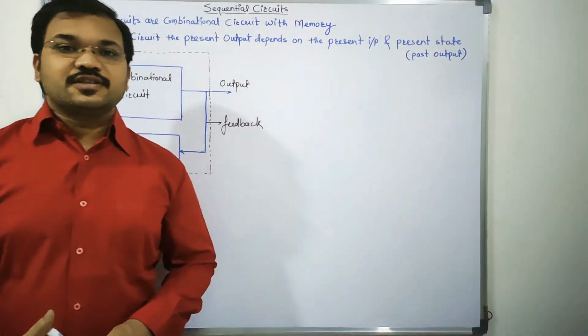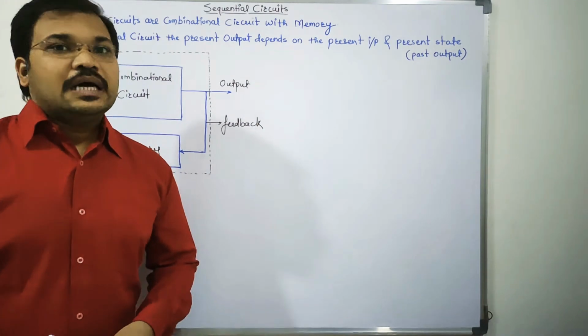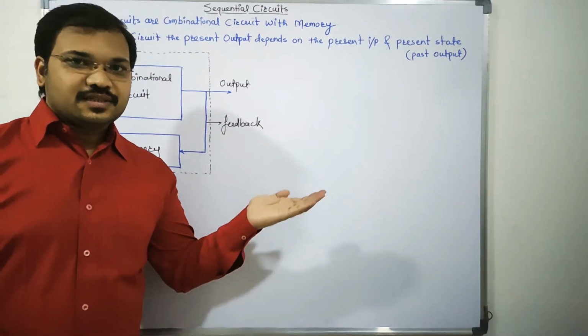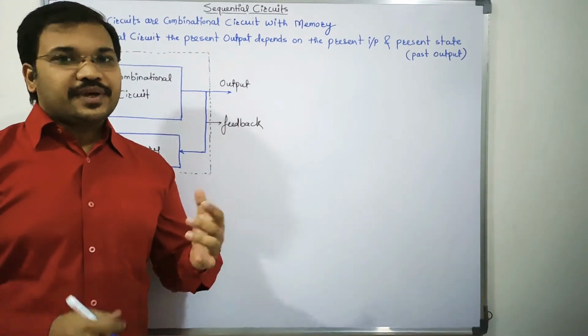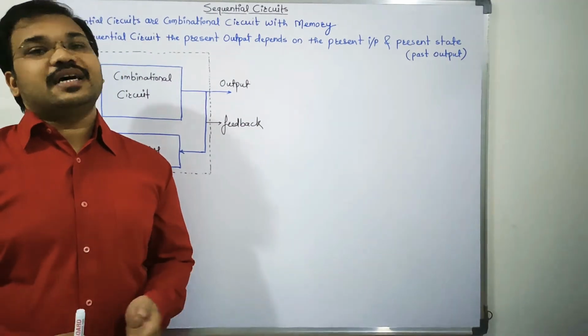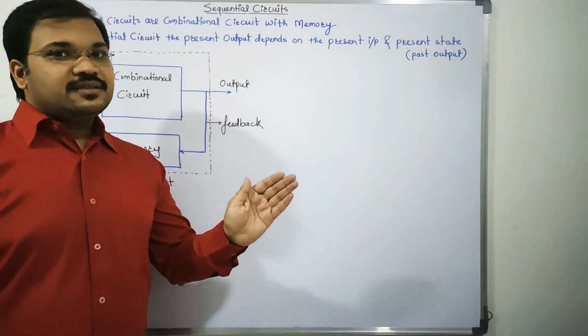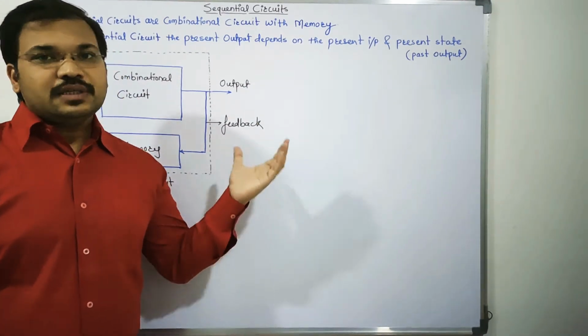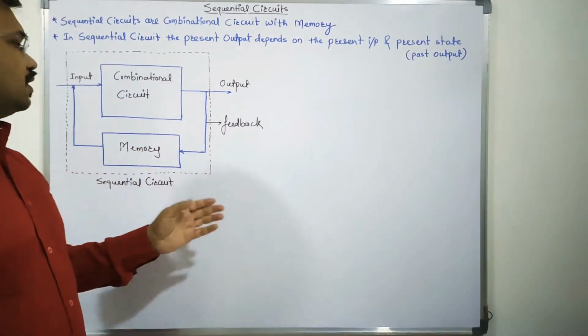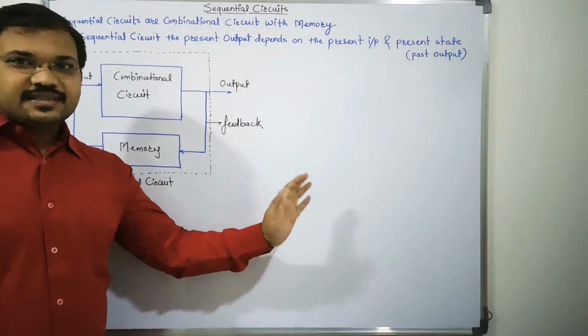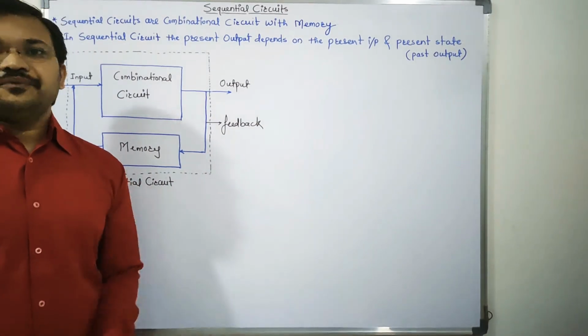So in this class we will discuss the sequential circuit. So what exactly is the sequential circuit? The word itself says sequential, that is, a sequence. It shows that in a sequential circuit, the output depends on your input as well as your memory element. So we'll discuss that part in this video.